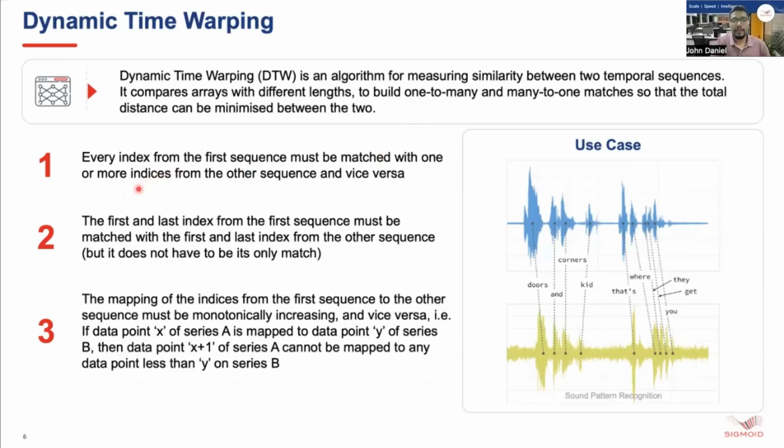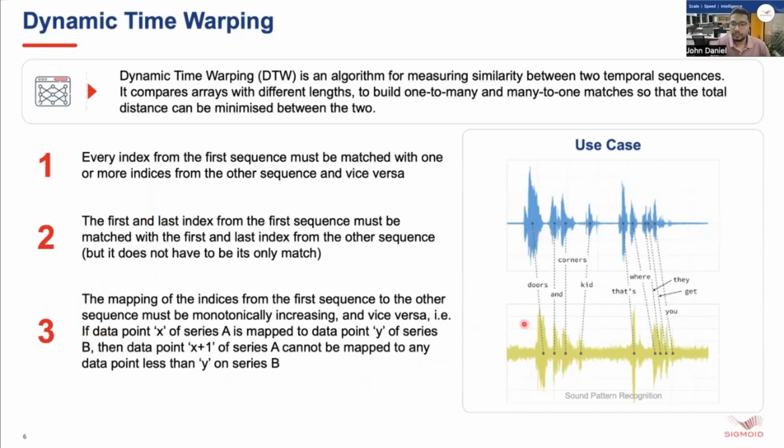So every index from the first sequence must be matched with one or more indices from the other sequence and vice versa. The first and last index from the first sequence should be matched with the first and last of the other, but it does not have to be its only match. And the mappings between the two series should be monotonically increasing. That is, if data point X of series A is mapped to data point Y of series B, then data point X plus 1 of series A cannot be mapped to any data point less than Y on series B. One of the use cases for DTW is sound pattern recognition.